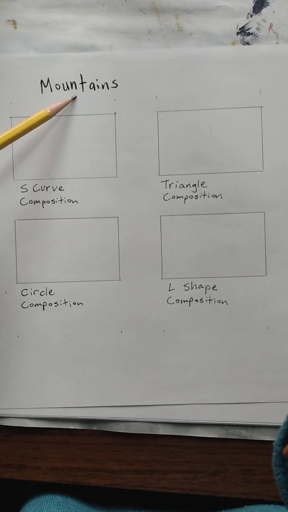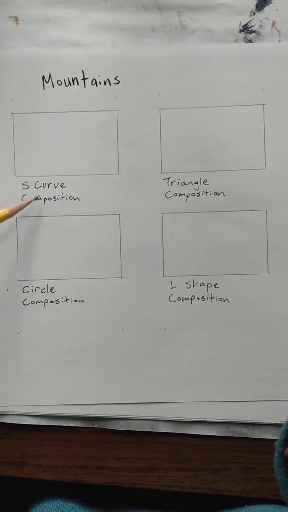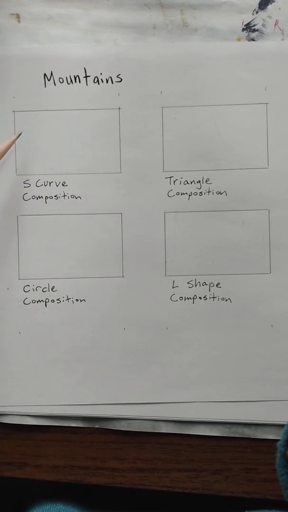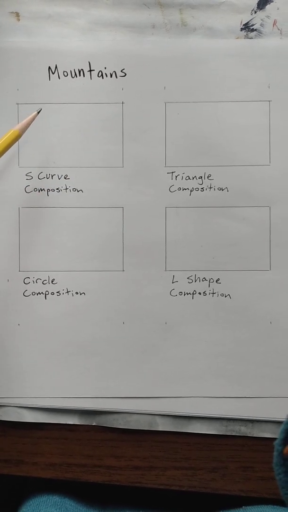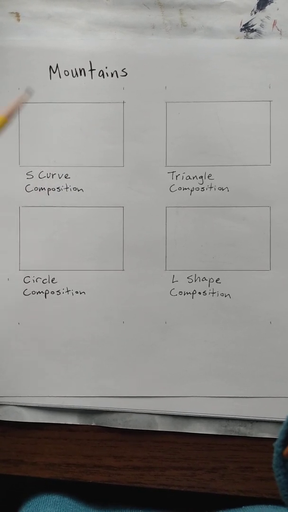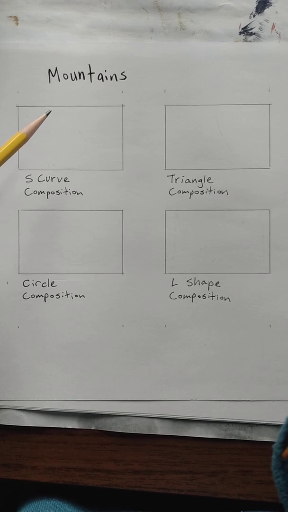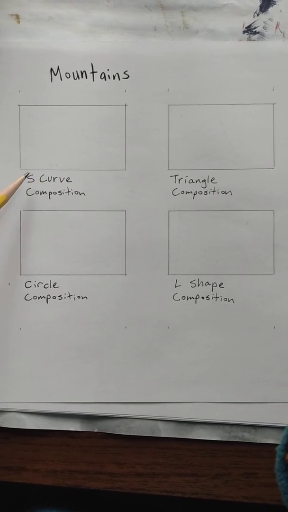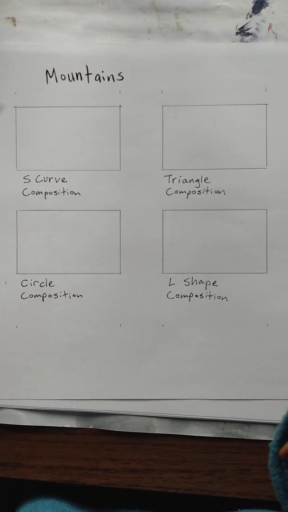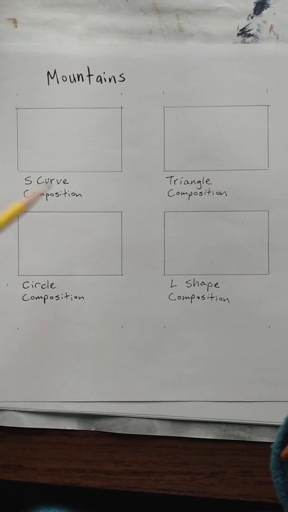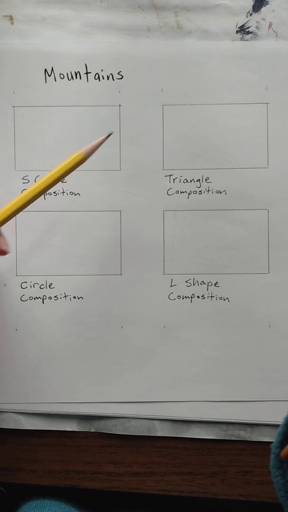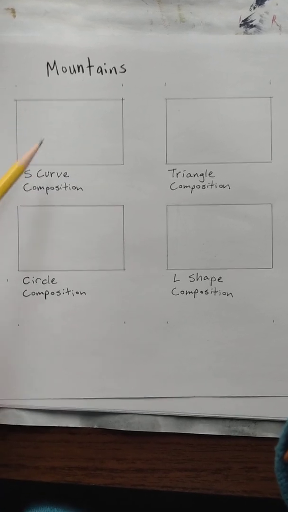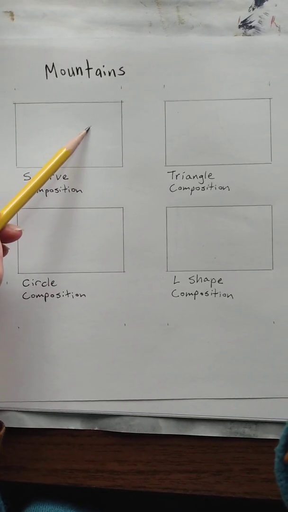So here's a way to think about it. If I was going to do mountains and I want to do a composition, I want to put something together in my picture and I want to use an S curve, maybe it's easier to start with thinking about where the S is, or it might be easier to draw the mountains first and then decide where the S is. So do it in a way that's going to make sense to you. But I think sometimes it's easier to just put that S in there to start with.